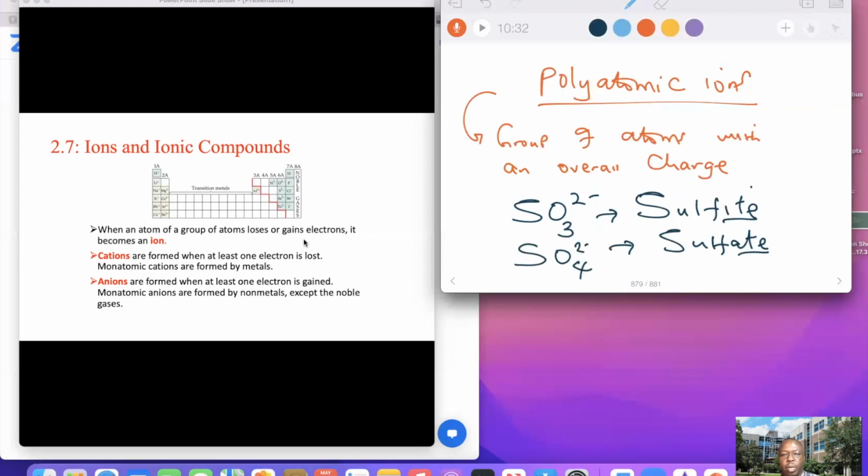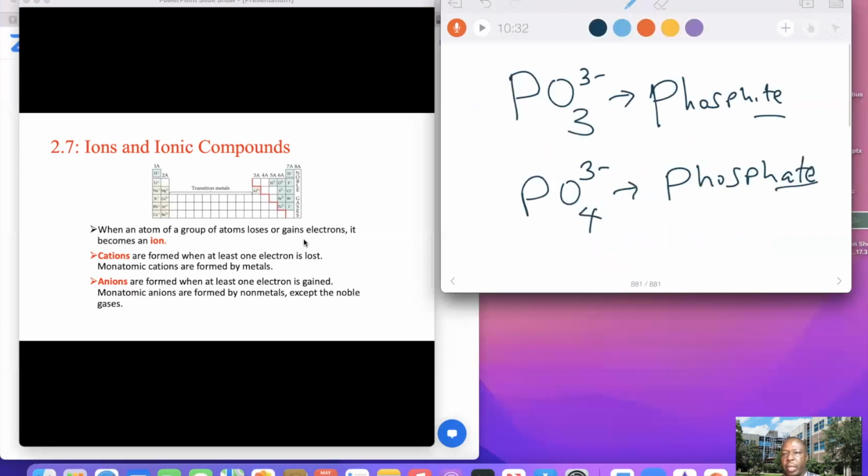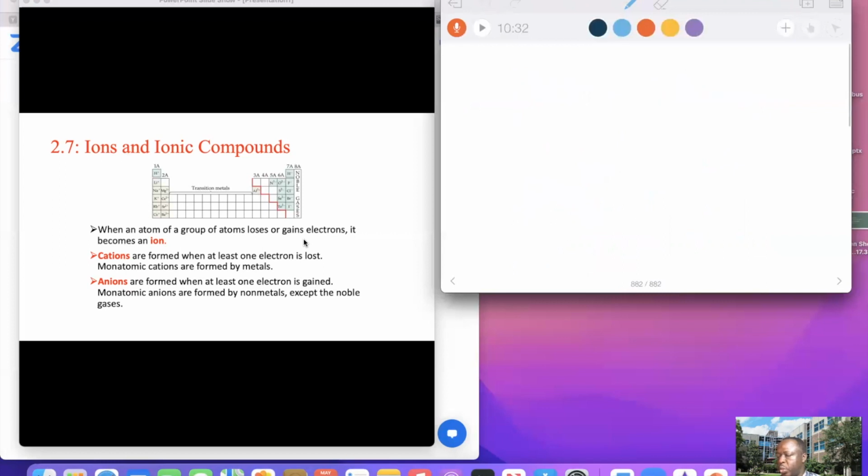So if I were you, if this is the first time, please use index cards so that you know the difference between sulfate and sulfite. If you look at this, 2 oxygens, 3 oxygens, fewer oxygens, ITE: nitrite, nitrate. We have phosphite and phosphate. This is how polyatomic ions are named. Of course, there are others you need to remember. Acetate, these are common polyatomic ions. You should know how they are written.